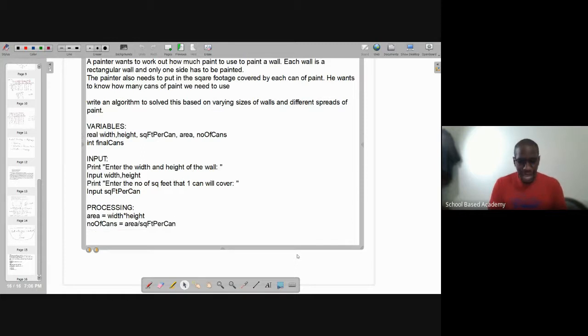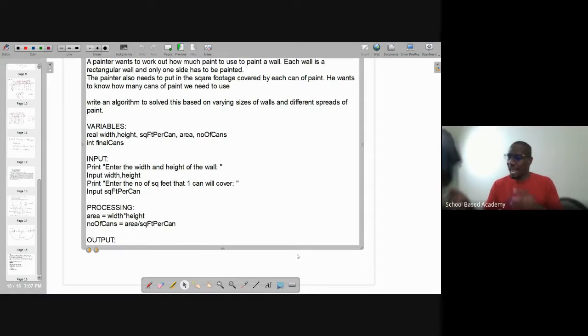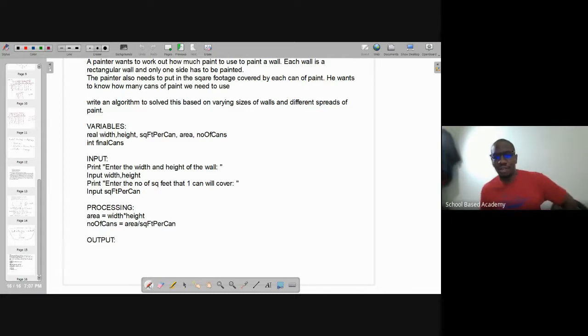So here is where we reach the output section. Wouldn't you have to calculate the final cans, number of cans plus 1 or something like that? Yeah, I was actually coming back to that. It's good that you're thinking. I was going to say, what if we have two scenarios with this though? We have two scenarios with this.